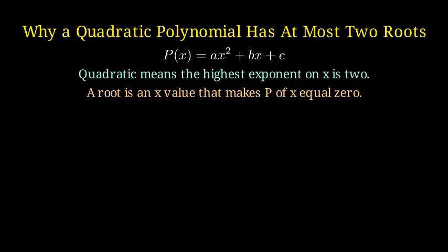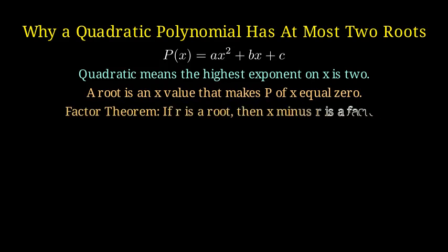Now we bring in the factor theorem, which says that if r is a root, then x minus r is a factor of the polynomial. So if p of r equals 0, we can write p of x as a times x minus r times another factor.